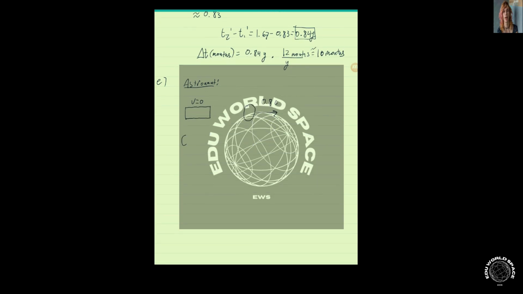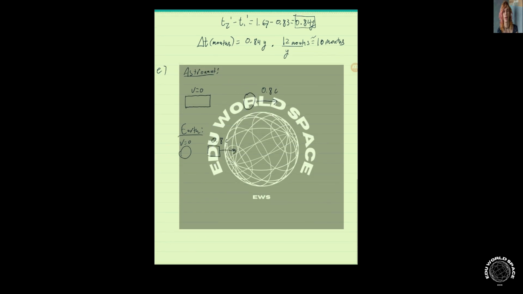Whereas according to the Earth, it is stationary, and the astronaut is moving away at 0.8 c. So in the case of the astronaut sending the signals to Earth, the transformation is going to be the exact same. Again, delta t is going to be 10 months because of the symmetry in the situation.